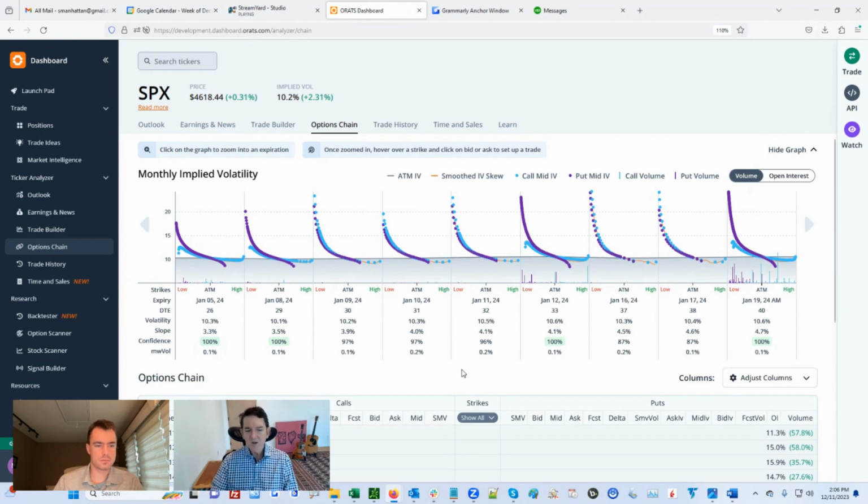So what I'd like to do today is find a trade based on skew. And the way I'd like to do that is to go to the stock scanner. Does that sound all right, Tyler?